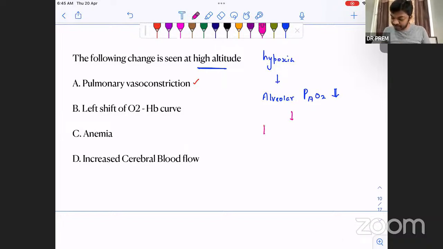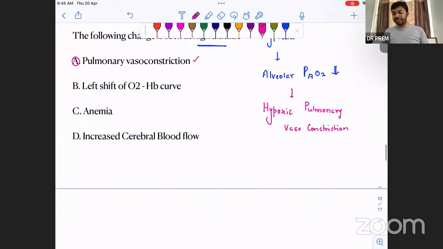This is specifically called hypoxic pulmonary vasoconstriction. So definitely option A, pulmonary vasoconstriction, is the correct answer.